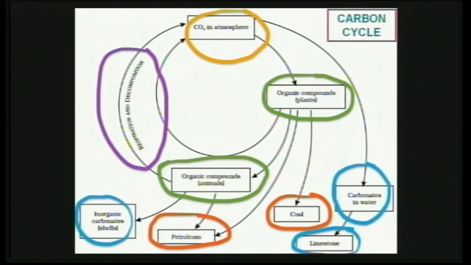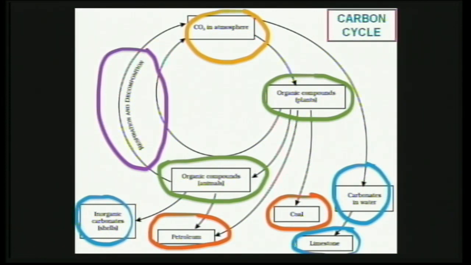Then they can also see the arrow coming out from the atmosphere. It goes to the carbonates in water. A lot of carbon gets into the water, in the oceans. So we say that oceans are a good carbon sink. That's the reason. Then some of those carbonates also get into the limestones. So that is one aspect of that. Then there is another aspect: inorganic carbonates in the shells of living organisms, which you find in oceans. In their shells, you find some form of carbon.